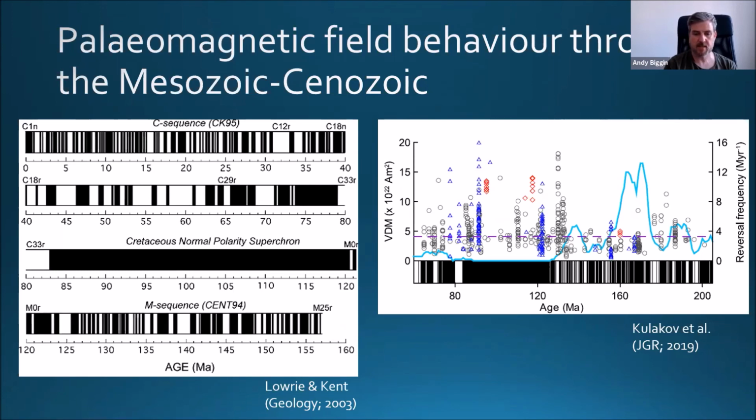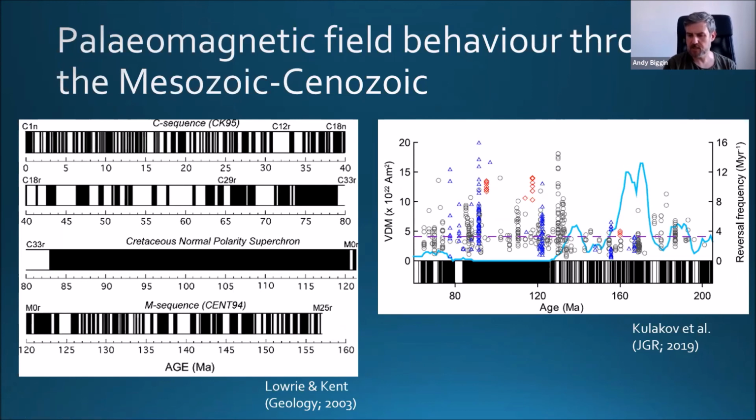magnetometer surveys and continental magnetostratigraphy strongly suggest that you actually had a hyperactive reversing field in the mid-Jurassic. So it was really reversing very strongly then. This is the blue curve showing reversal frequency over the Mesozoic and peaking in the mid-Jurassic.